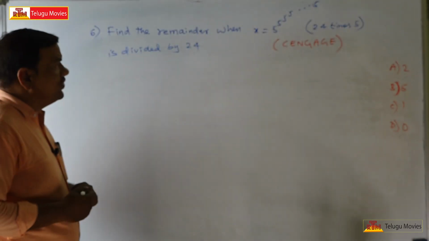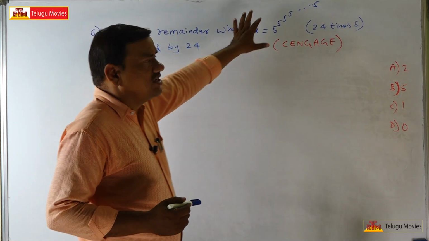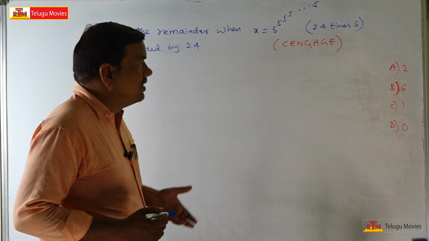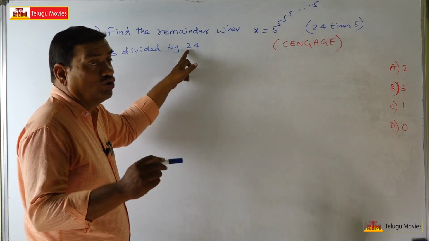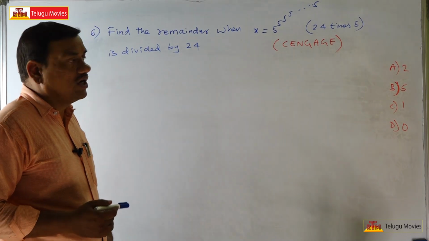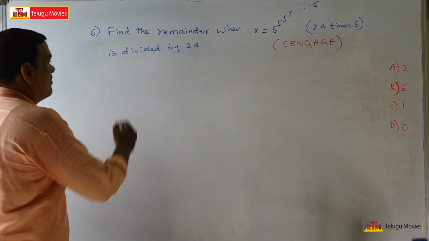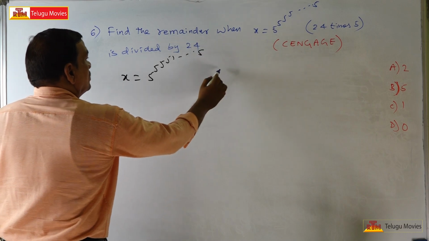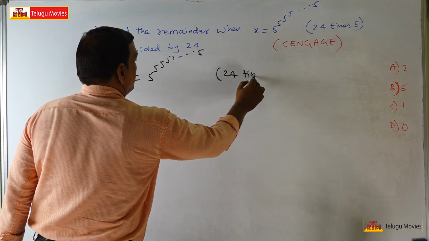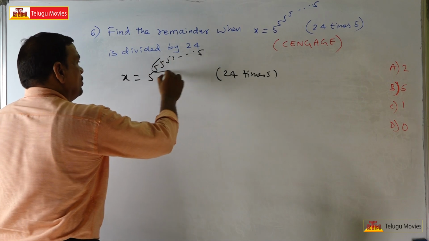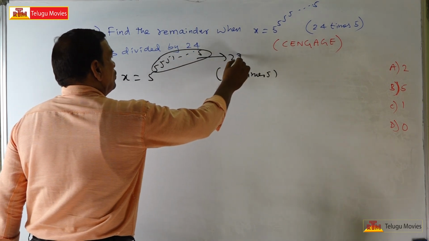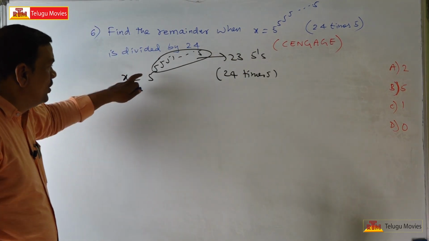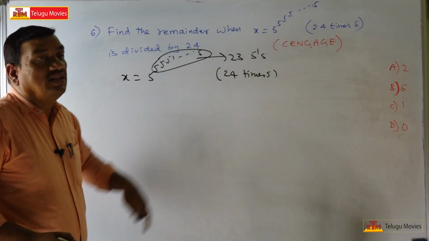If you observe, this is the dividend, this is the divisor. So dividend is equal to divisor into quotient plus remainder. The remainder should be from 0 to 23. So let us check the problem. x is 5 to the power of 5 to the power of and so on, 24 times 5. That means up to here, how many 5s are there? 23 5s are there, including this 5.